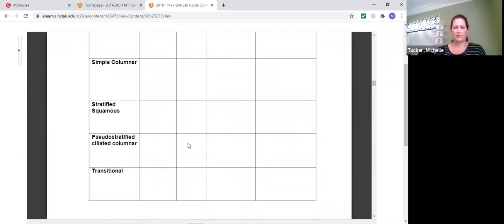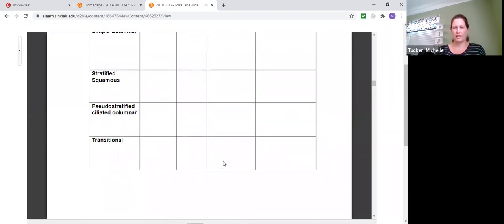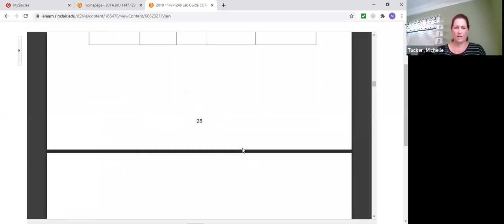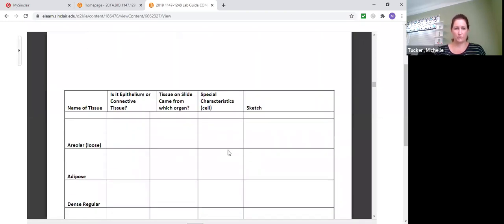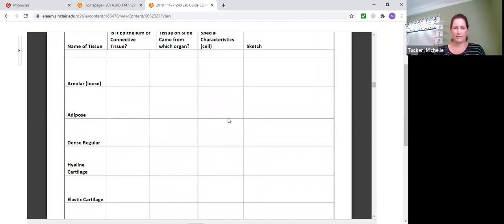For pseudostratified ciliated columnar, it has cilia and goblet cells. Transitional has these dome-shaped cells. Once you get to your connective tissues, you need to make sure you put down the cell type. For cartilage, you have chondrocytes. For areolar and dense regular, you have fibroblasts. For adipose, you have adipocytes. You need to make sure you know those cell types.